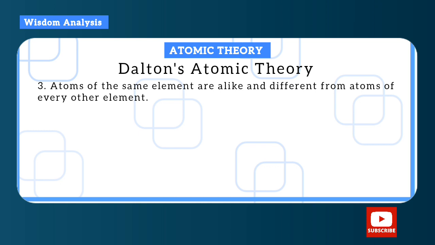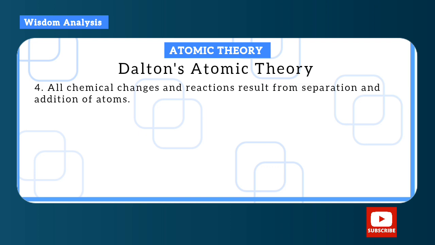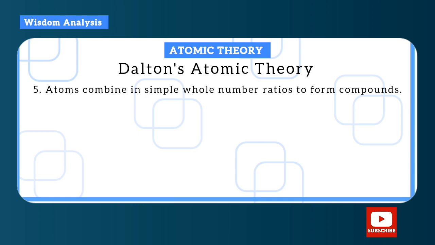Now, atoms of the same elements are alike and different from atoms of every other element. Now, isotopes took it away, that is, atoms of the same element have different masses, so that does not make them alike. Now, all chemical changes and reactions result from separation or addition of atoms, and this is still valid. Atoms combine in simple whole number ratios to form compounds. For normal compounds like this, it is true, but for organic compounds where atoms can go up to 16 and 34 and even higher numbers, that kind of struck it out.